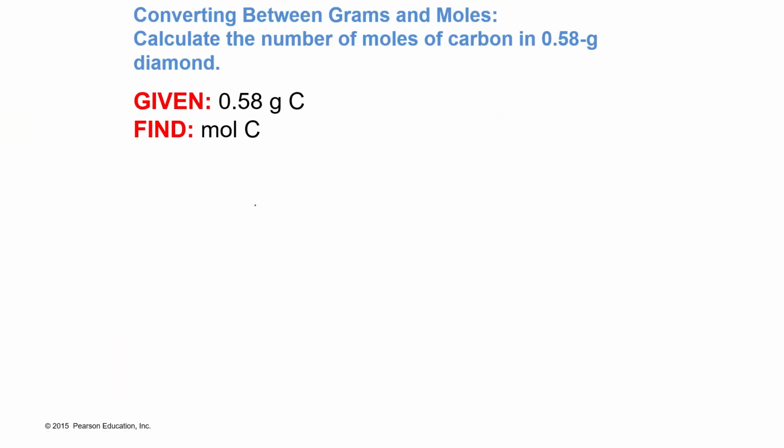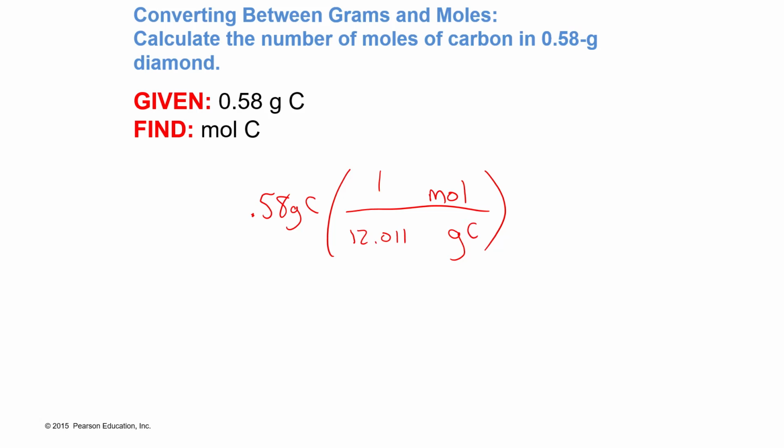So 0.58 grams of carbon, grams to moles, 1 mole is equal to 12.011 grams of carbon. And we're going to multiply across the top, divide away the bottom. So that becomes 0.58 divided by 12.011, which is equal to 0.0483 to 3 sig figs moles of carbon.